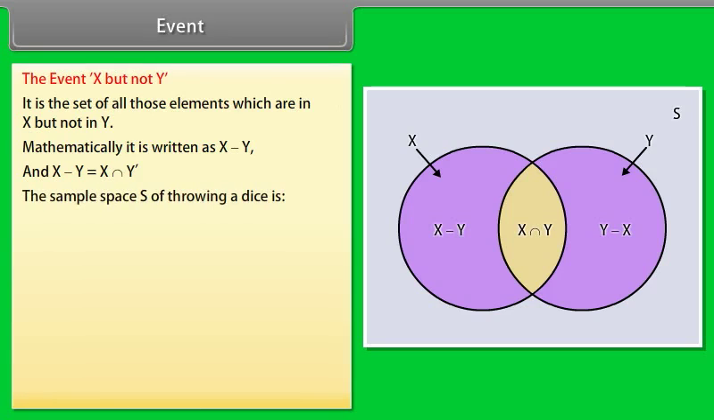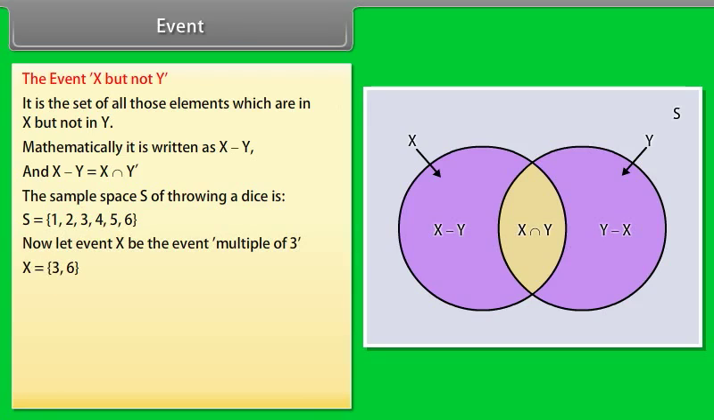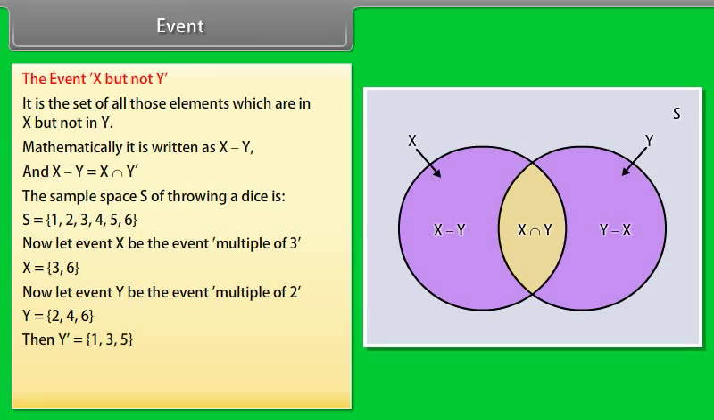The sample space S of throwing a dice is S is equal to {1, 2, 3, 4, 5, 6}. Now let event X be the event multiple of 3. X is equal to {3, 6}. Now let event Y be the event multiple of 2. Y is equal to {2, 4, 6}. Then Y dash is equal to {1, 3, 5}. The event X intersection Y dash is equal to {3}.